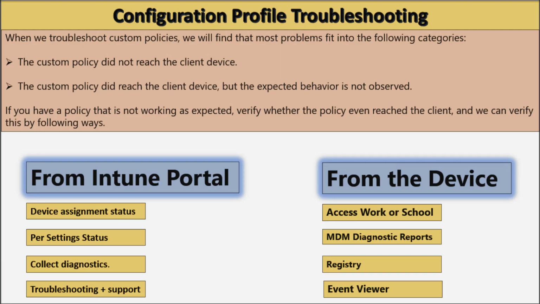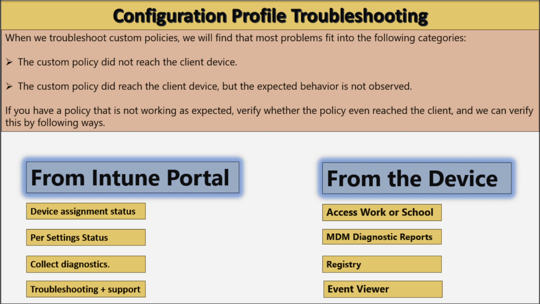Now let's see how we can do configuration profile troubleshooting. When we troubleshoot a custom profile or any configuration profile, we will find most problems fit in the following two categories. Either the policy did not reach the client device, or the custom policy or profile did reach the client device, but the expected behavior is not observed.